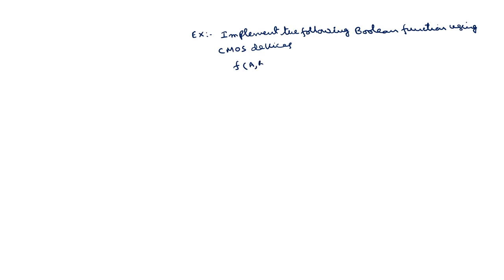F of A, B, C, D, E, there are 5 variables, is equal to A into B plus C plus DE, whole bar. For the sake of simplicity, let us consider only the Boolean expression which is present without bar. If you want to get this without bar, you can connect an inverter at the end of the circuit.